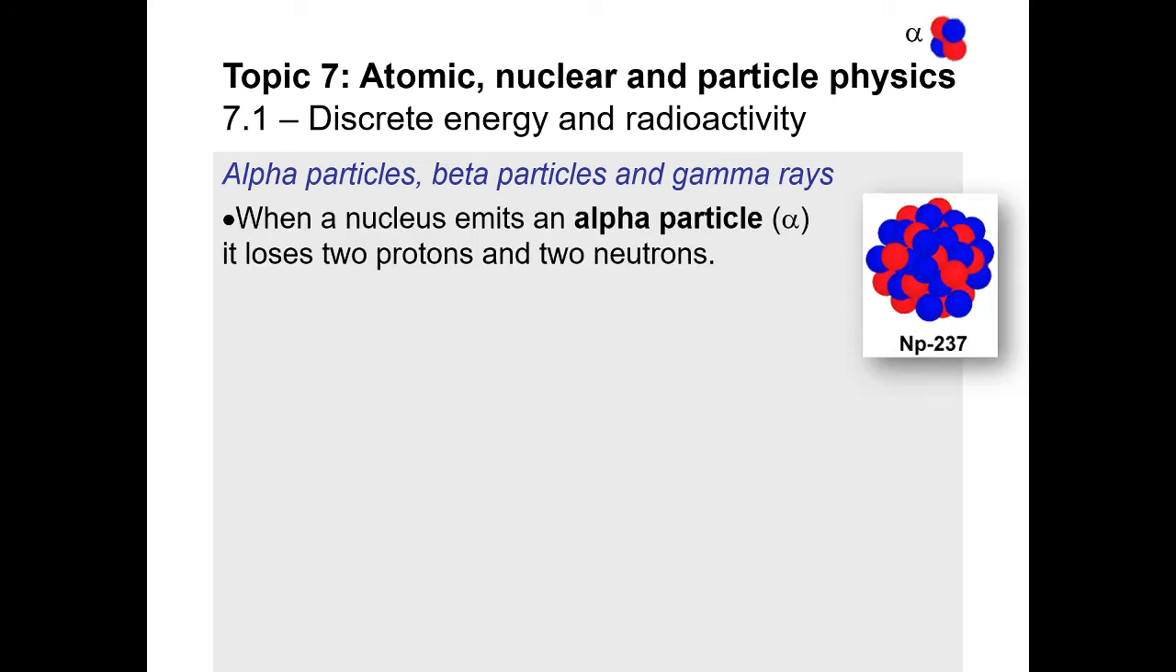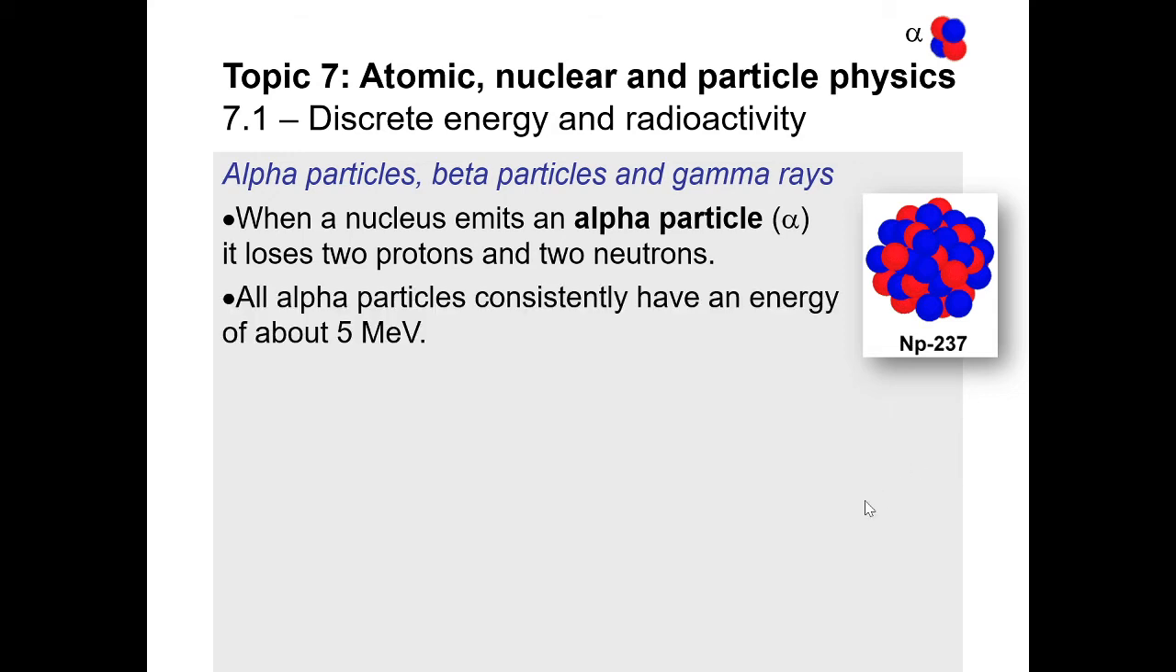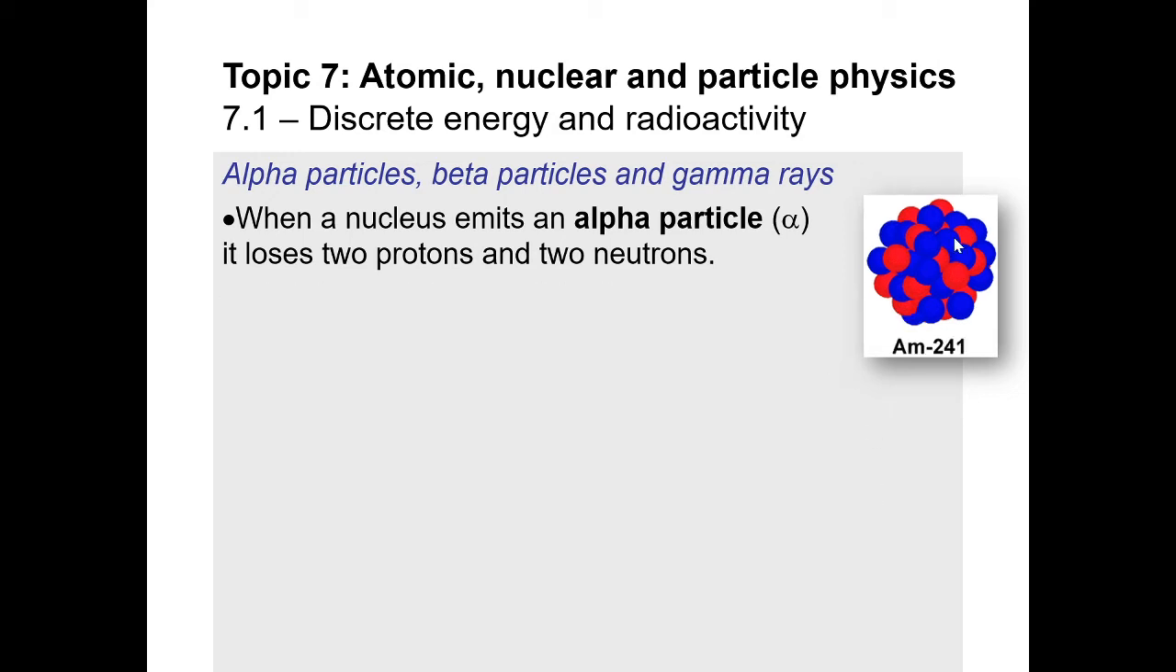Now, if a nucleus emits an alpha particle, let me just do that one more time. Let me go back. Notice that this atom is originally americium-241. Depending on the atomic number and number of protons of americium, you would subtract that from 241, the number of nucleons, and obtain the number of neutrons.